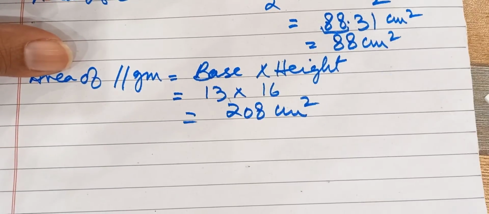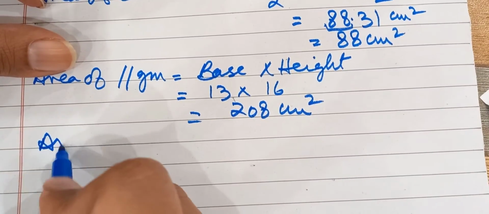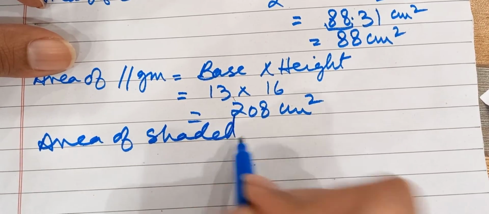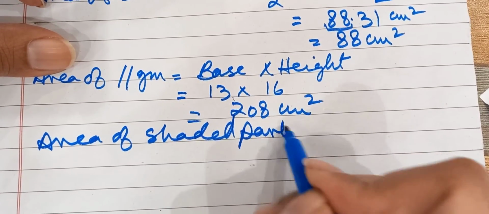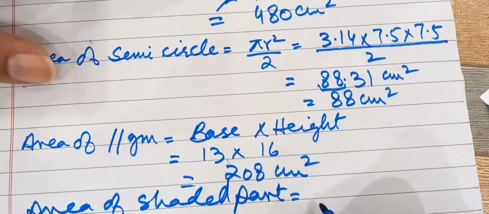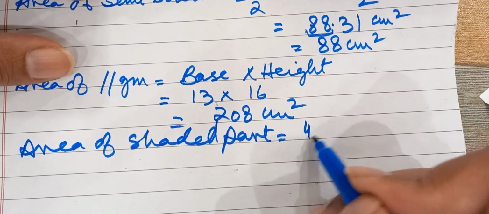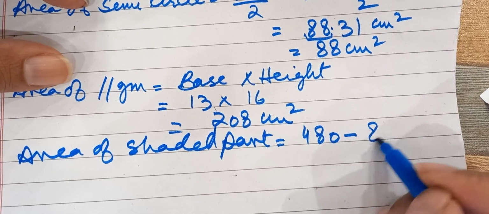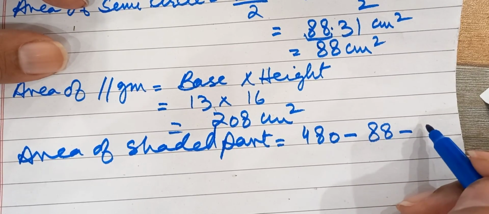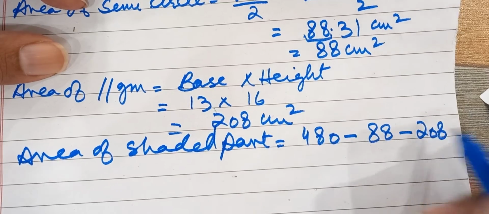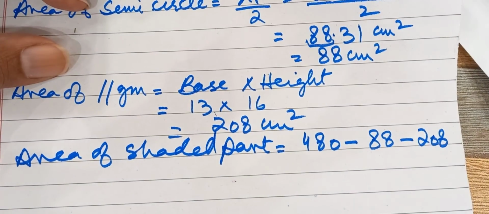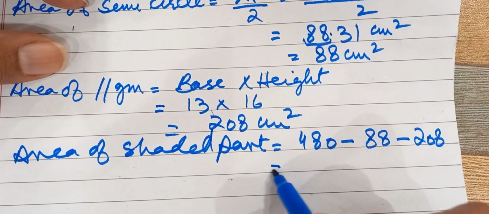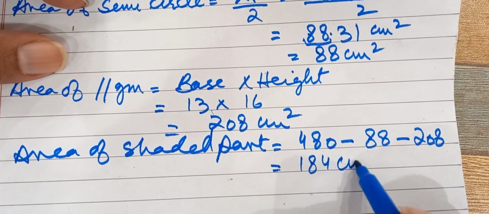Now the area of the shaded part is equal to the area of the trapezium, which was 480 centimeters square, minus the area of the semicircle, which is 88, minus the area of the parallelogram, which is 208. When I do my calculations, I am left with the answer, which is equivalent to 184 centimeters square.